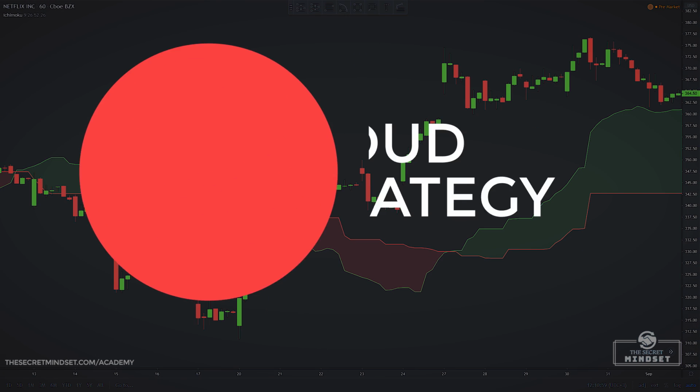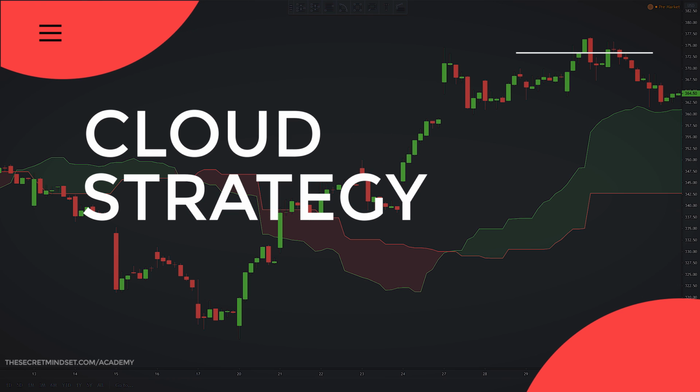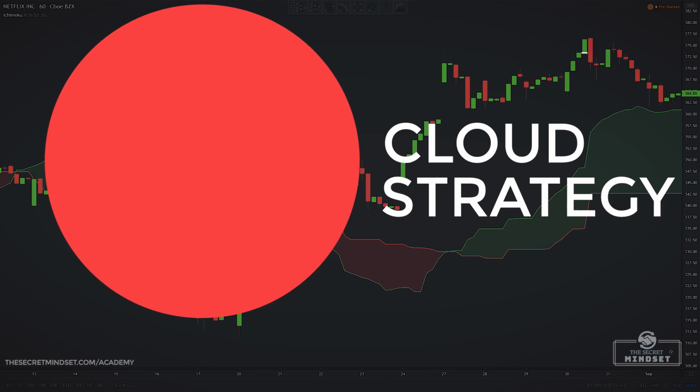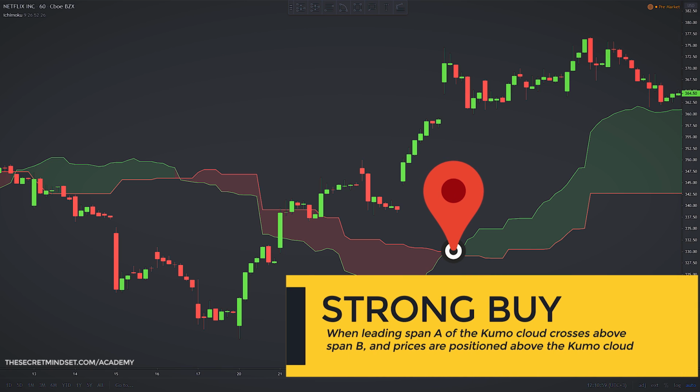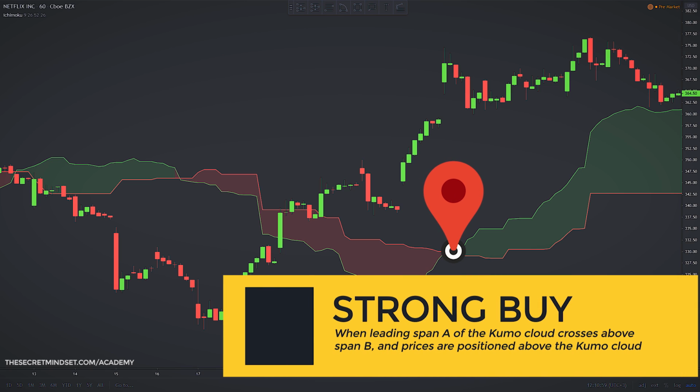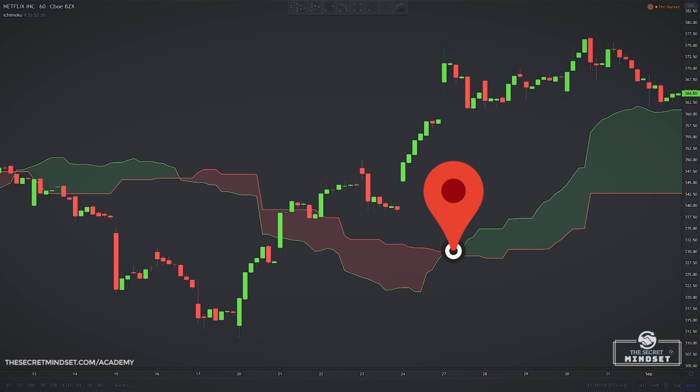The crossover between span lines forming the Kumo Cloud is another trading strategy used by traders, in a similar fashion to a moving average crossover system. However, remember that the lines of the cloud are projected forward by 26 periods. When leading span A of the Kumo Cloud crosses above span B and prices are positioned above the Kumo Cloud, we have a strong buy signal.